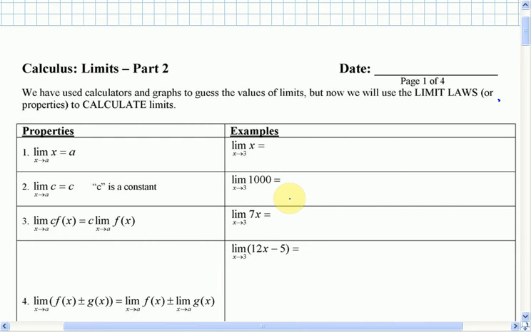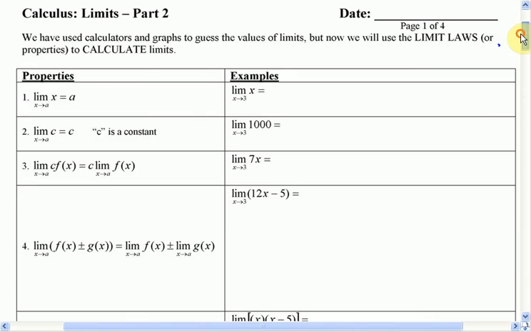Okay, this is calculus, limits part 2. I think last time you looked at limits, we looked at limits with graphs, but today I'd like to show you how we can use limit laws to actually calculate limits. So it's like doing limits via algebra. There are a whole bunch of properties that you need to know. So let me just take a few minutes to quickly look at those properties, and we'll do an example of each, and then we'll go and mix everything up.